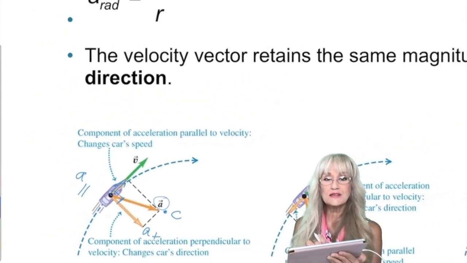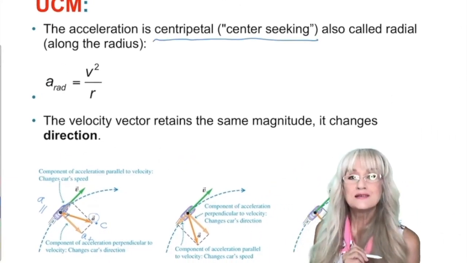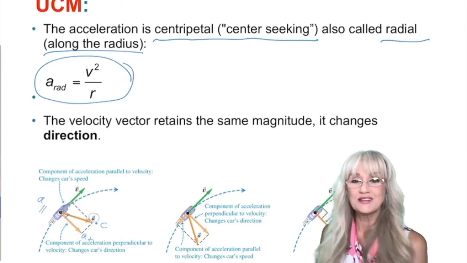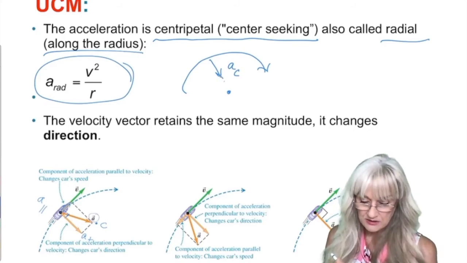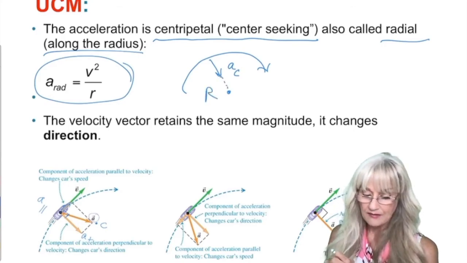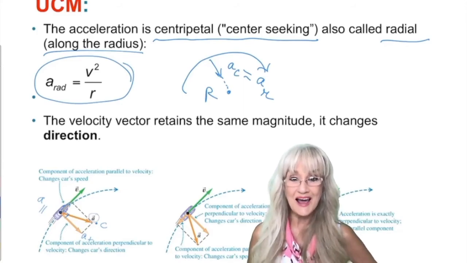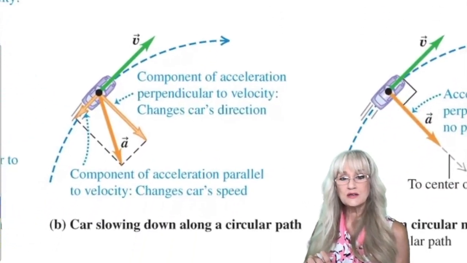So this acceleration pointing toward the center has two names: center seeking, centripetal, or also along the radius. Very important equation. Again, if this is a circumference, this is the center, this is A of C, center seeking, and since this is also the radius R, definitely they are exactly the same. Radial acceleration is centripetal acceleration, so you can call it the way you want.